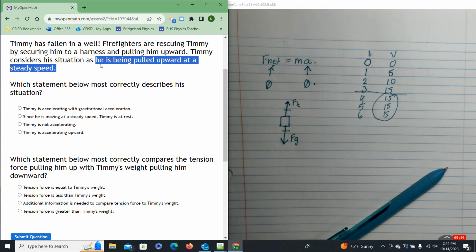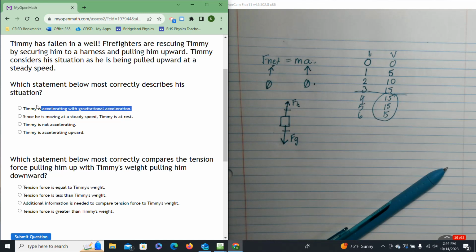So from that, now I can take a look at these questions. The first one says, which statement below most correctly describes his situation? The first one says Timmy is accelerating with gravitational acceleration. This would be true for the portion of the motion where he actually fell into the well. When he was falling, he would be falling with gravitational acceleration. He'd be in free fall. But that's not the situation now. Now he is attached to this harness and this rope, and so there are other forces acting on him. He's no longer in free fall.